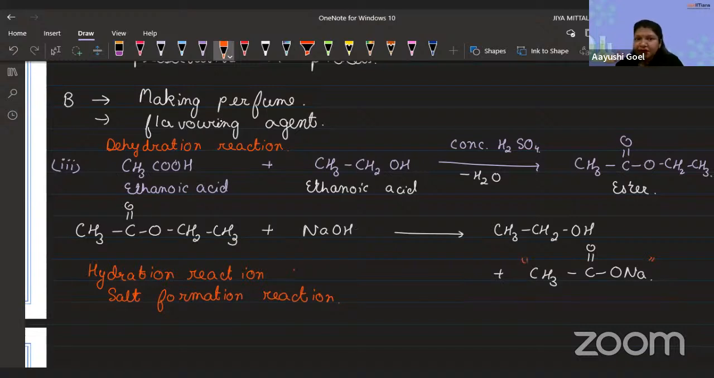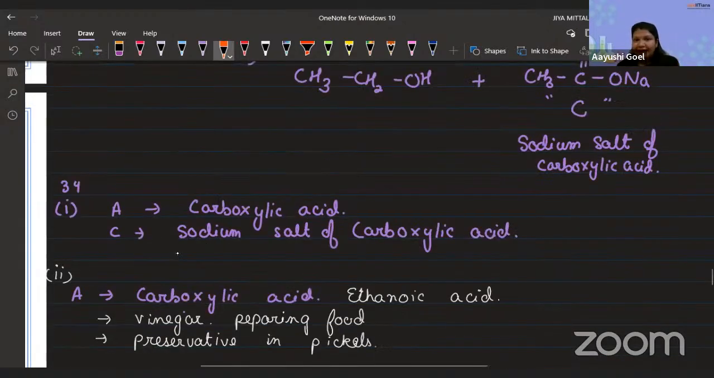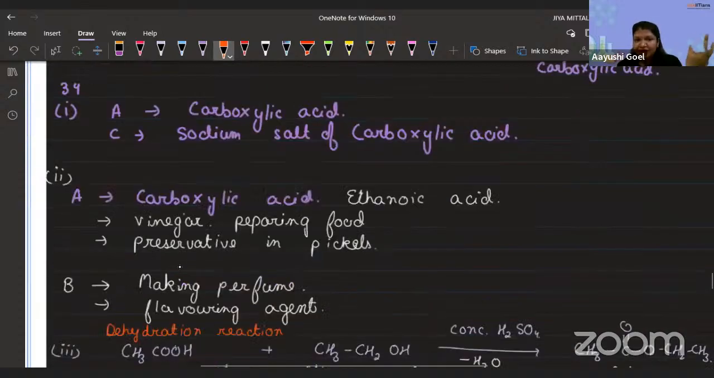Is it clear? This is the correct way of writing the answer. If you write completely like this, you will get the full mark, 5 out of 5. If you're not writing like this, in that case, your marks will be deducted.